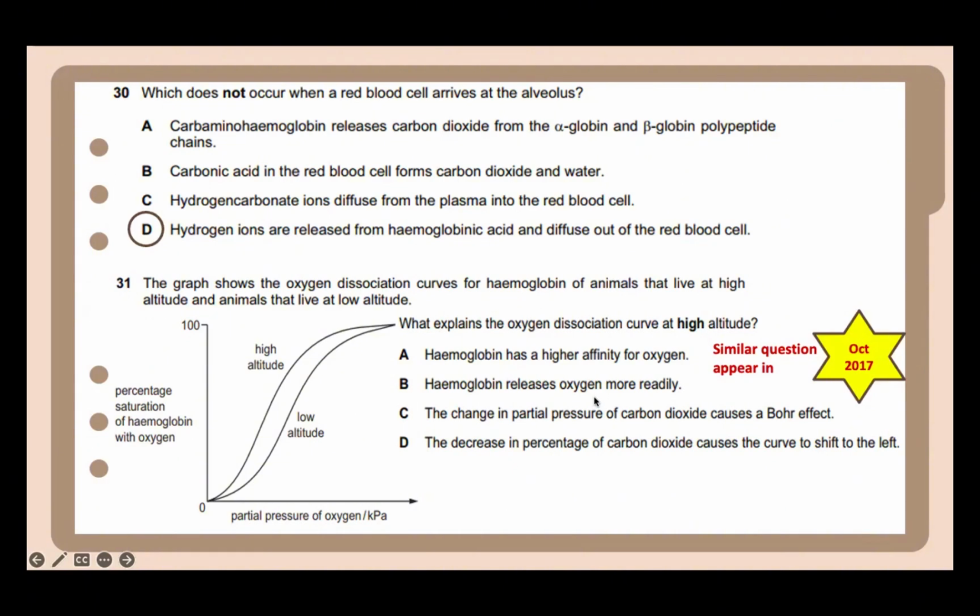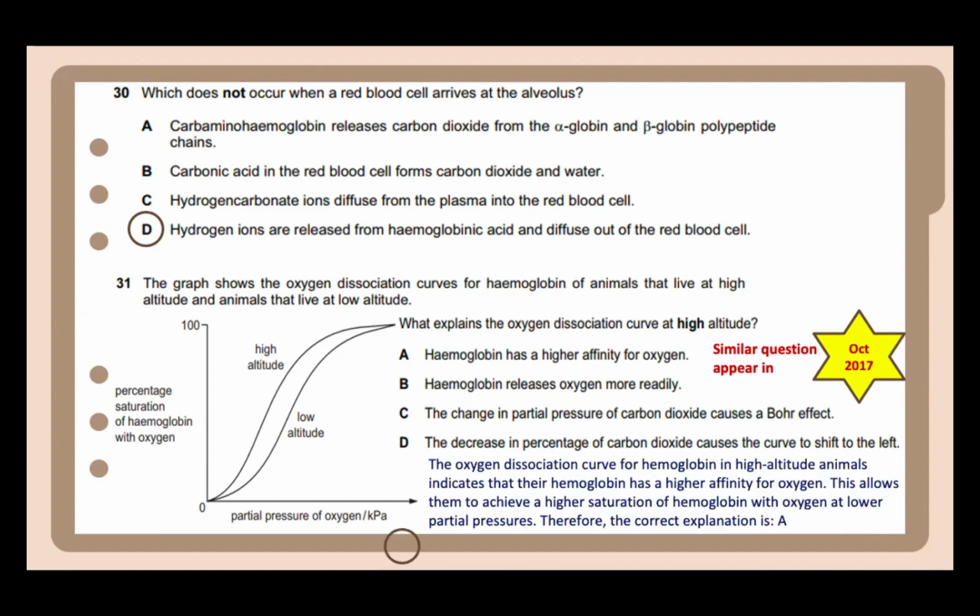The graph shows the oxygen dissociation curve for hemoglobin of animals that live at high altitude and animals that live at low altitude. What explains the oxygen dissociation curve at high altitude? This is also a similar question which appeared in October 2017. The oxygen dissociation curve for hemoglobin in high altitude animals indicates that their hemoglobin has a higher affinity for oxygen. This allows them to achieve a higher saturation of hemoglobin with oxygen at lower partial pressure. Therefore, the correct explanation is hemoglobin has a higher affinity for oxygen.